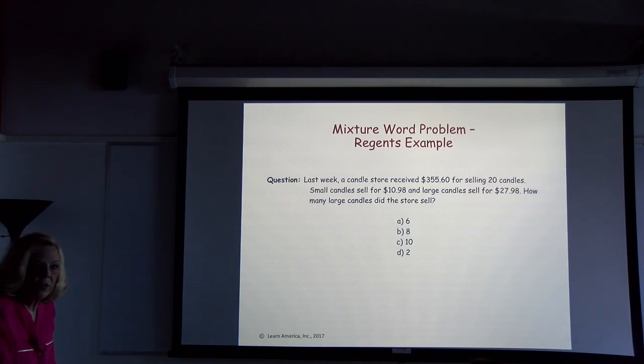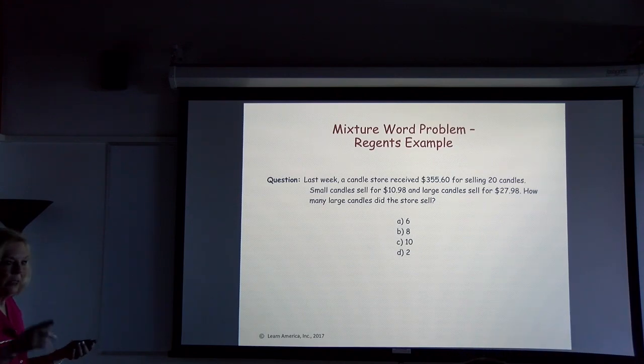Okay, Emma, get the equation set up. How many people let X represent the number of large candles? All right, did anybody let X represent the number of small candles? Okay, here's what I would suggest.